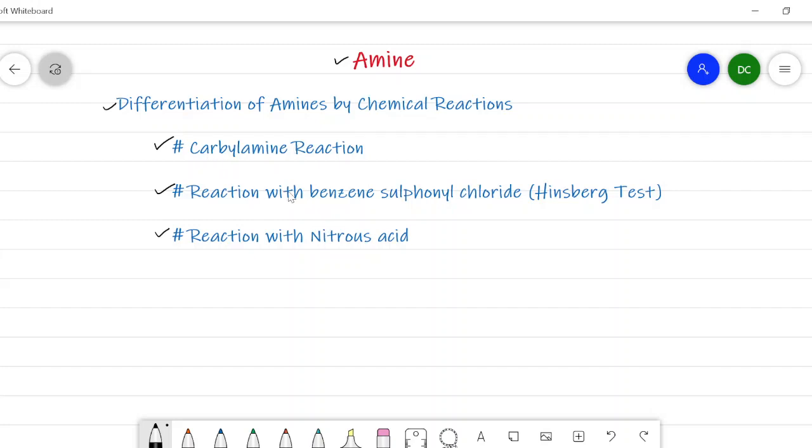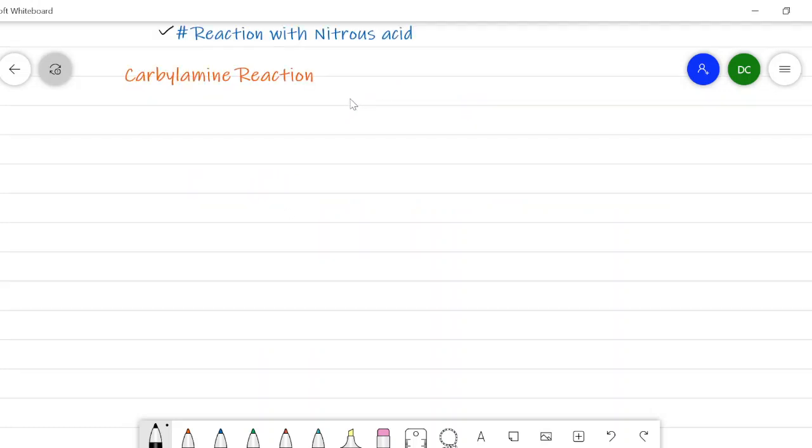Now, these three reactions are very much important in amines. They are frequently used in the amine chemistry. So let's start with the first reaction, that is carbylamine reaction. We know that there are three types of amine, that is a primary amine, a secondary amine and tertiary amine. Out of these three types of amine, only primary amine gives a carbylamine reaction or carbylamine test, whereas a secondary and tertiary amine, they don't show a carbylamine reaction. That's why we can differentiate a primary amine from a secondary and tertiary amine.